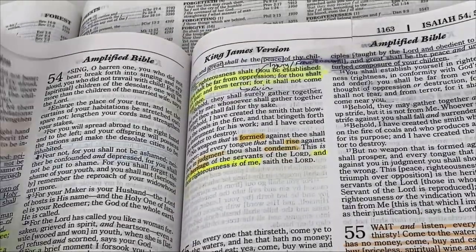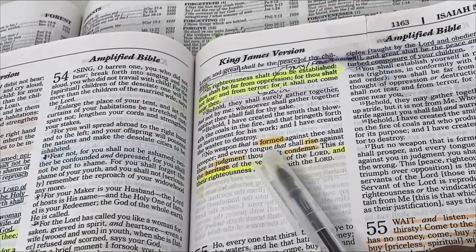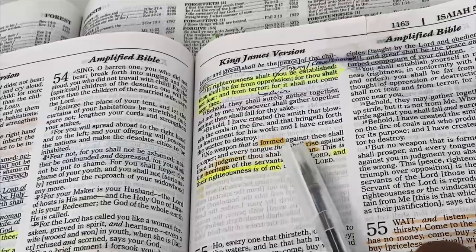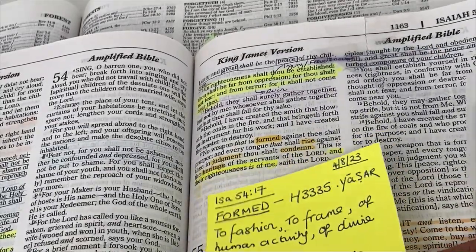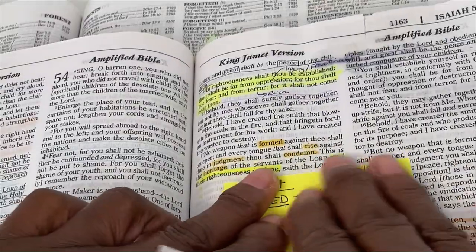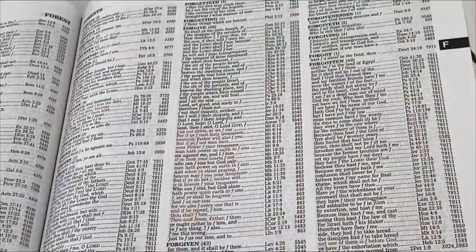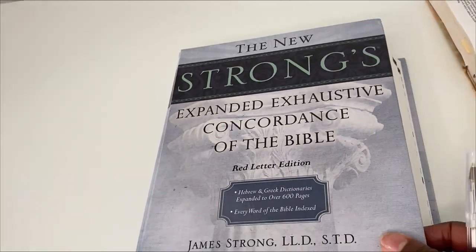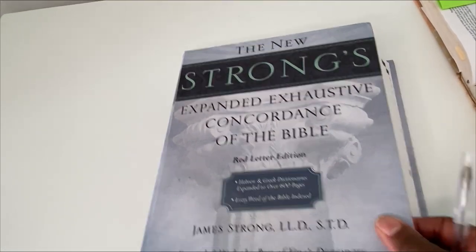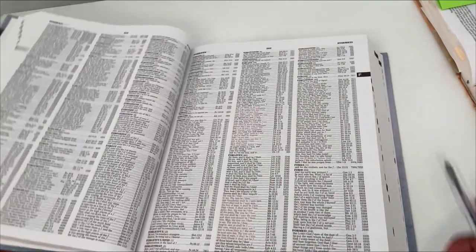So what we're going to have a look at now is the word formed. Here are the notes that I took. Let me just put that to one side. I get my Strong's dictionary and then I look for that word formed.